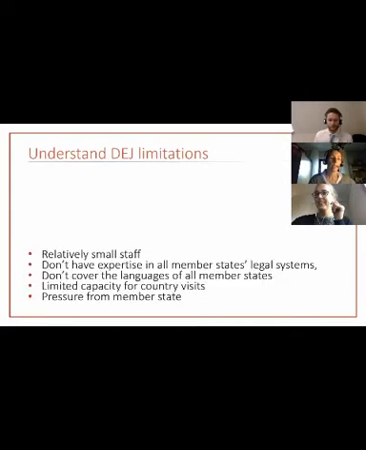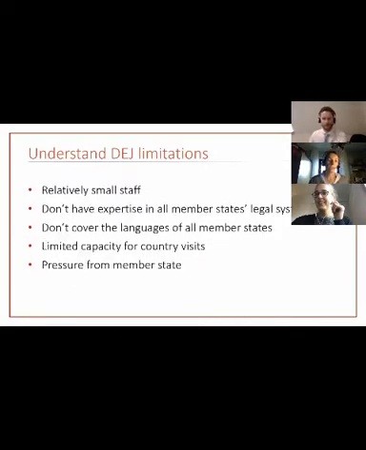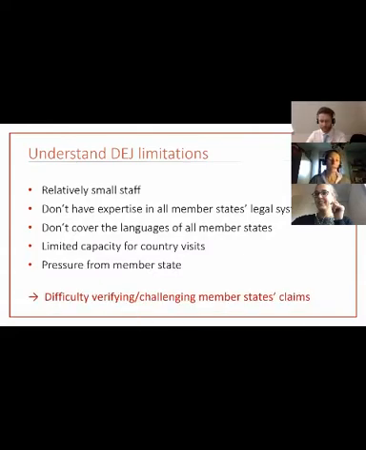Just let me underline here very shortly the limitations, let's say, of the Department for Execution of Judgments. They have a relatively small staff. There are about 40 lawyers. Not all of them have expertise in all member states' legal systems. Not all of them can also understand the language of all member states. They have limited capacity for country visits, and they are sometimes under pressure by the member state. So it's sometimes difficult for them also to challenge the claims made by the member state. So be aware of that when you write your own submissions.